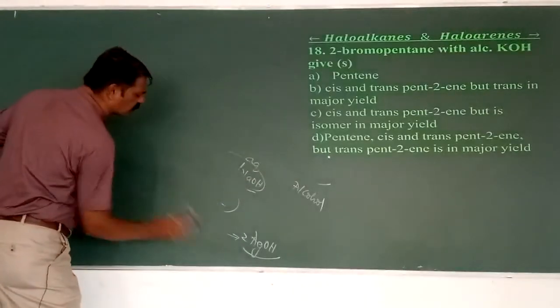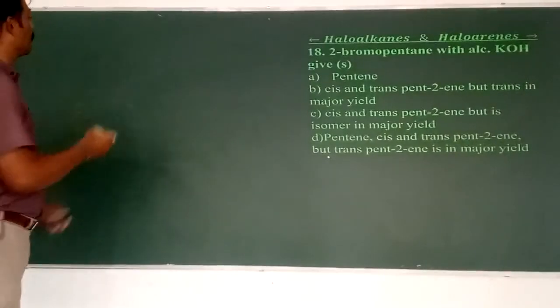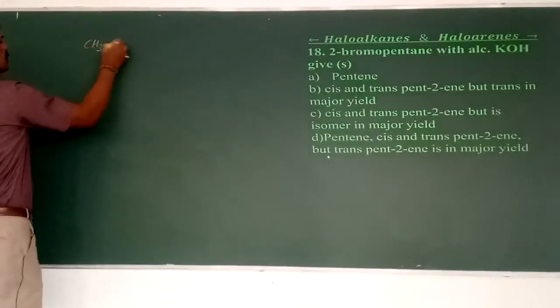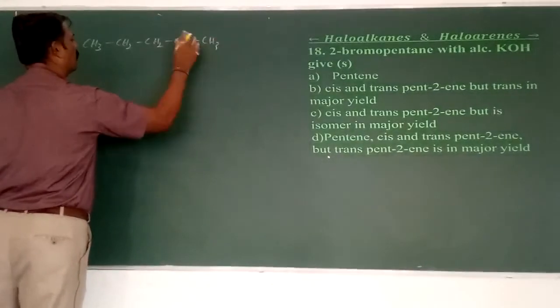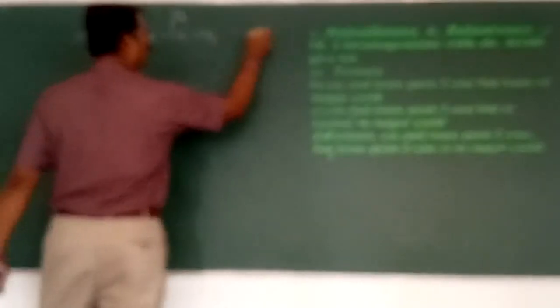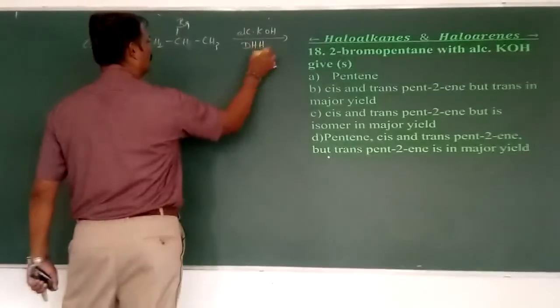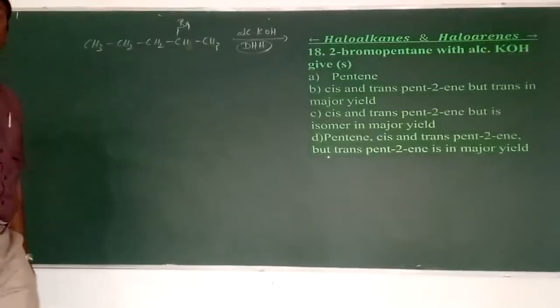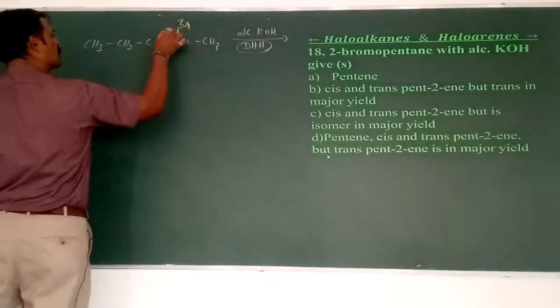It is indirectly the application of the Saytzeff rule. Which bromopentane here? 2-bromopentane, CH3, CH2, CH2, CHBr, CH3. When this reacts with alcoholic KOH, as I just mentioned, if it is aqueous KOH they form the respective alcohols. But if it is alcoholic, it undergoes DHH. What is DHH? Removal of hydrogen and halogen. That is called dehydrohalogenation.